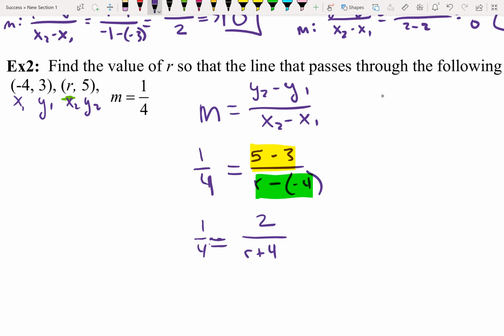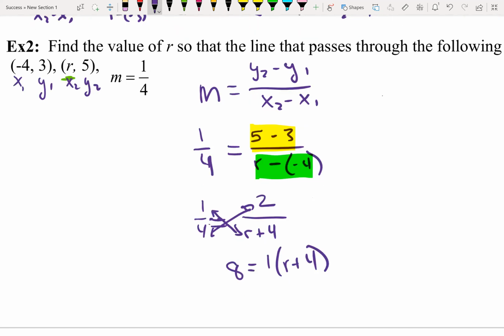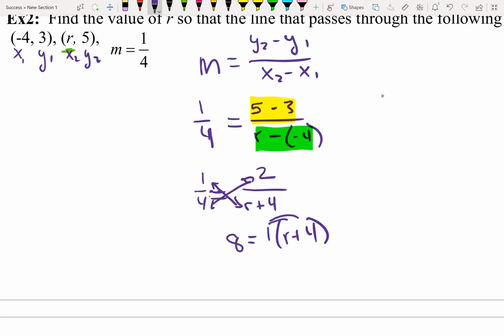And if you're unfamiliar with that, that's okay. We're going to talk about that later in the semester. I'm going to cross multiply here to help solve. So I've got 2 times 4. That's going to give me 8 equals 1 times r plus 4. Running out of room. I'm going to distribute it and end up getting that 8 equals r plus 4.